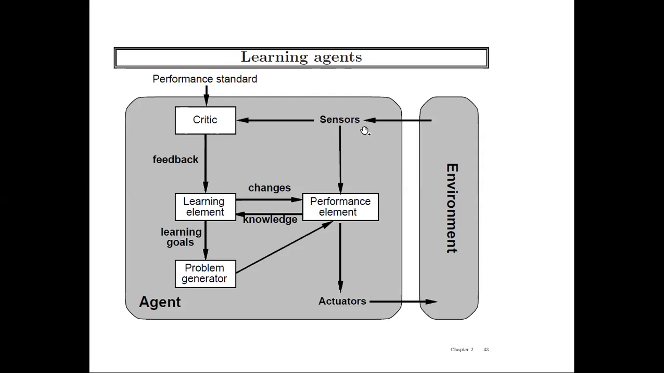So the same thing is happening over here. We have the sensors, which take input from the environment. The critic will take the performance standards. The performance element passes this knowledge to the learning element. Whatever knowledge is there to perform or take an action will be passed to the learning element. The learning element will receive the feedback from the critic. That feedback is actually important, because it basically tells the agent how to respond in that particular situation.